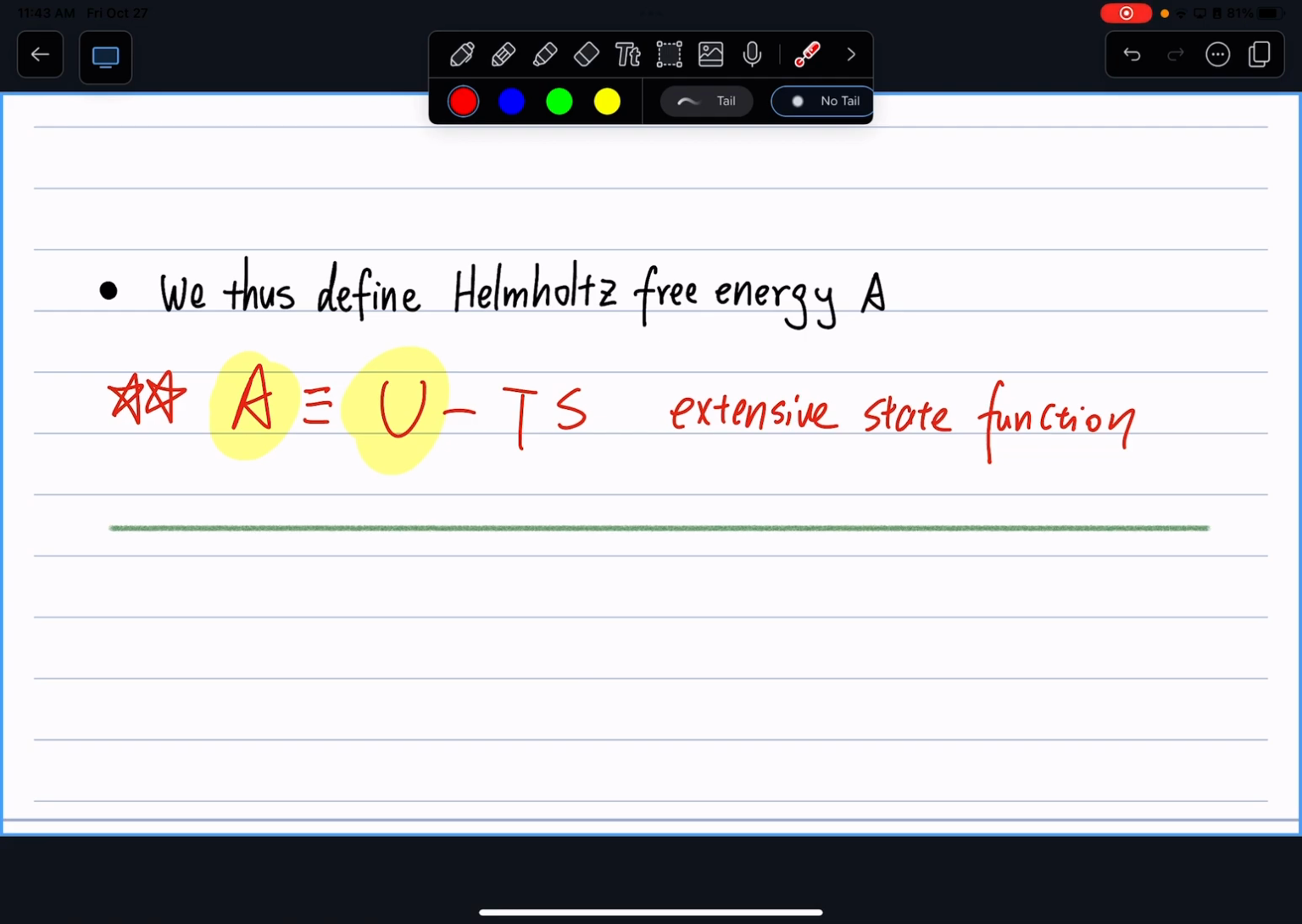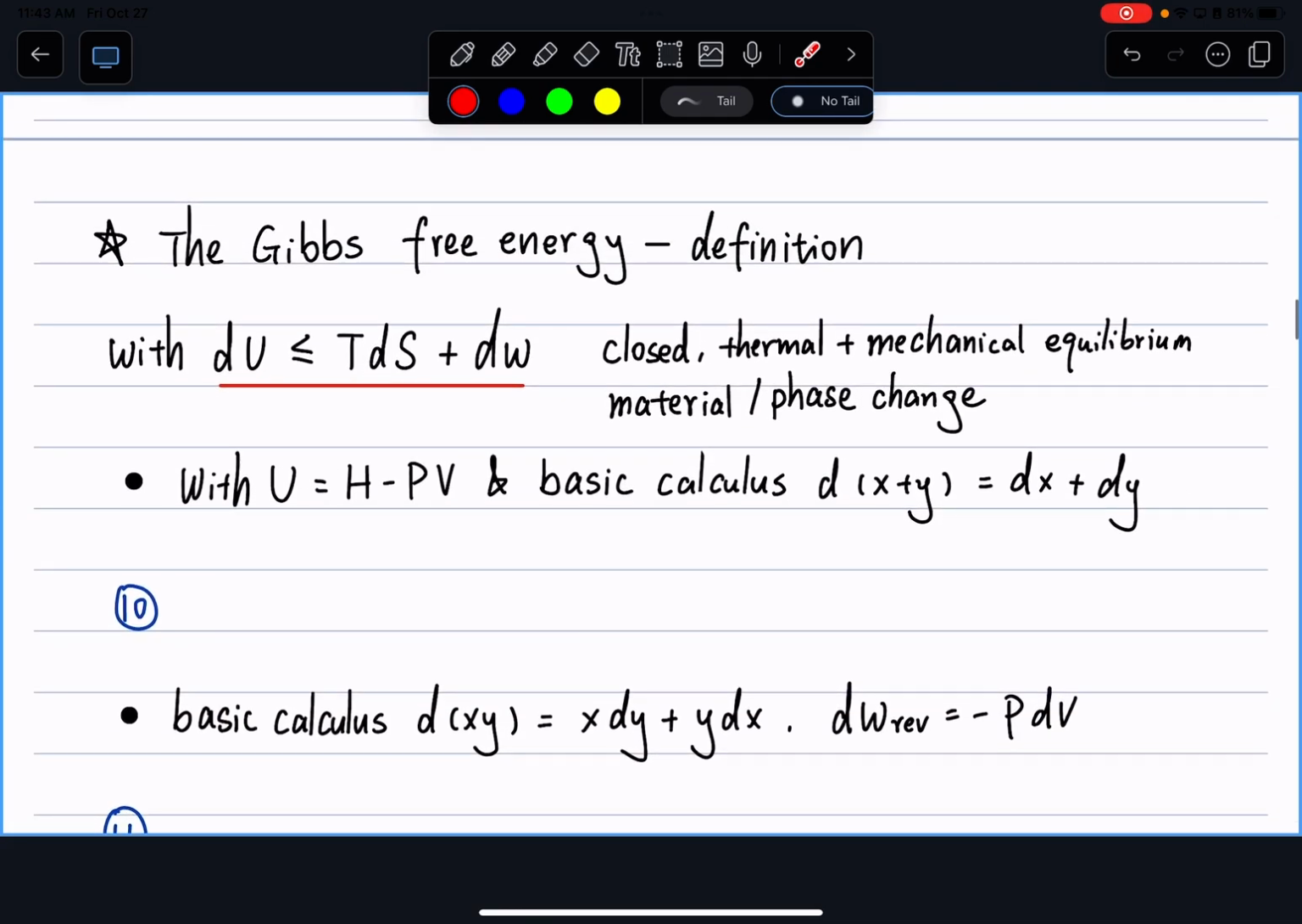Okay. And on top of the Helmholtz state function, let's work out another free energy, which is the Gibbs free energy. So our Helmholtz free energy is used at constant volume. Now our Gibbs free energy will be used at constant pressure. And let's do the derivation together.